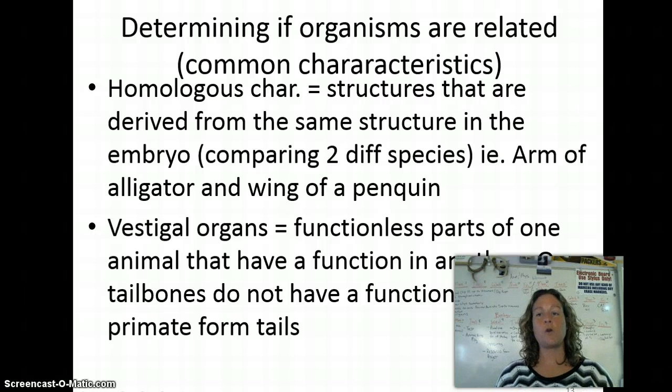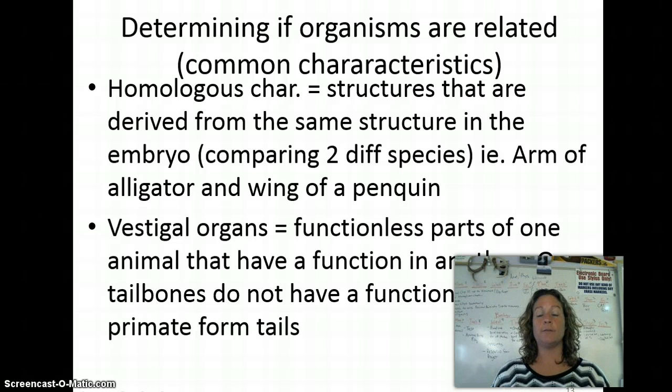Determining if organisms are related, scientists look at common characteristics, and there are many types they can look at. They can look at a homologous characteristic, which is a structure derived from the same structure in the embryo. For example, the arm of an alligator and the arm of a penguin are a common, homologous characteristic. They derive from the same part in the embryo, which means they derive from the same DNA. So alligators and penguins have to somehow be related.